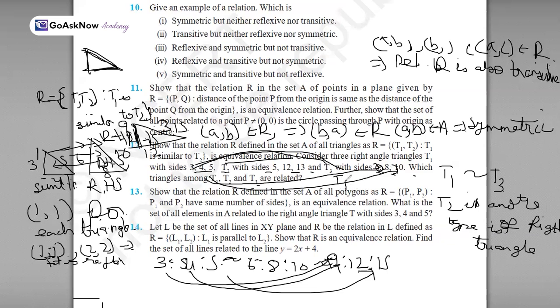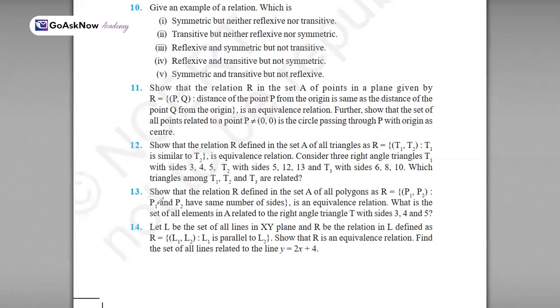So we can conclude that T1 is related to T3 and T2 is not related to them. This is the answer for the second part. I hope that you got this question, and I assume that you can also solve the remaining parts of this exercise. I have told you the major parts of the questions of this exercise. So let's move further and erase the drawings on these pages.